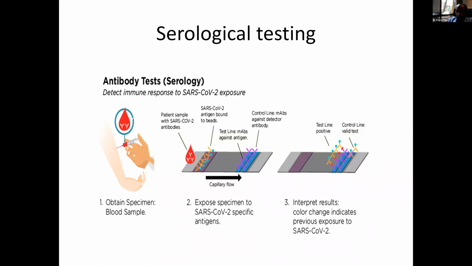So for the serological tests, essentially they aim to detect the body's immune response to SARS-CoV-2 exposure. And in brief, you obtain a blood specimen from the patient. And this specimen is exposed to SARS-CoV-2 antigen. And if there are antibodies in that blood sample, they will react with antigens that are present in the test. And this will usually be detected as a color change within the particular test that is used.